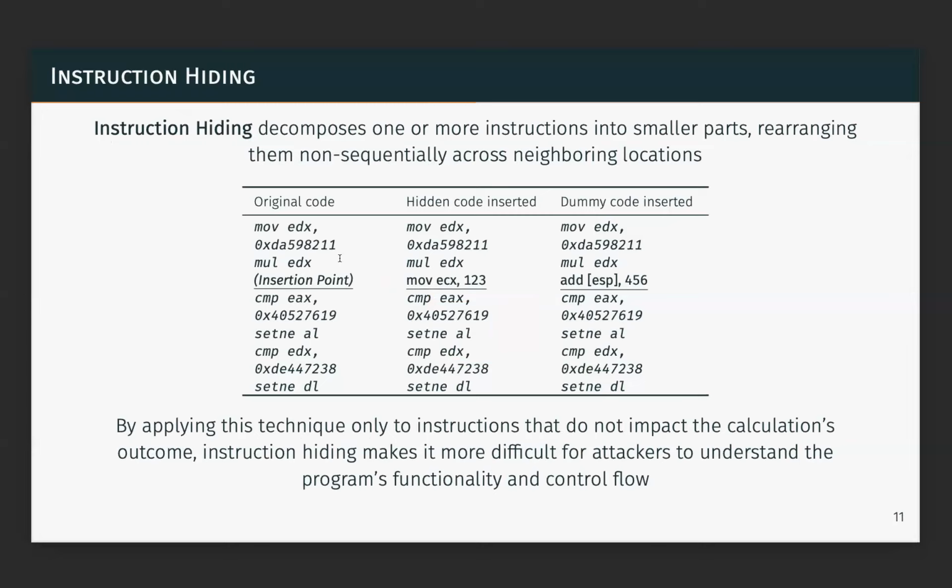Finally, we have instruction hiding. It is a technique that we introduced that can be seen as a composition of dead code insertion and code transposition. In this case, we take some instructions from the opaque predicates themselves and we rearrange them while also adding dummy instructions to make the analysis harder.